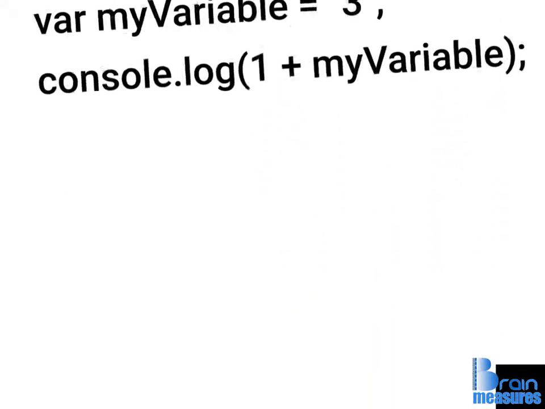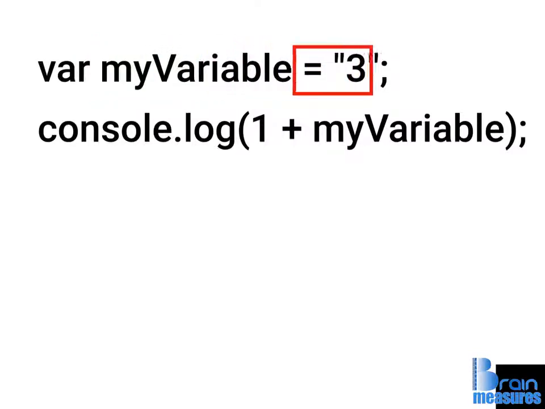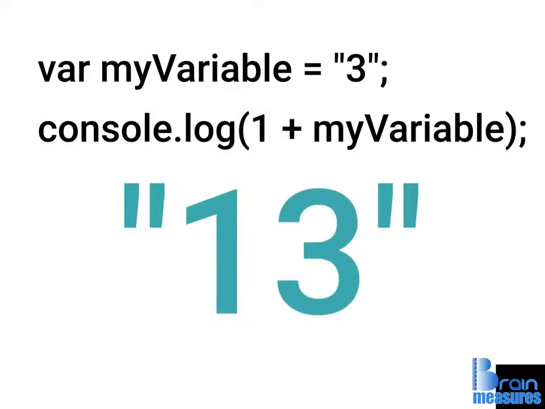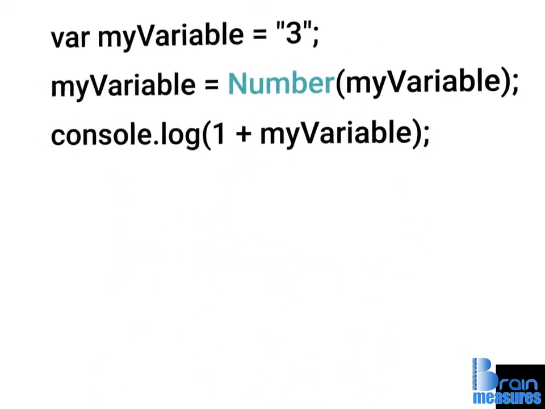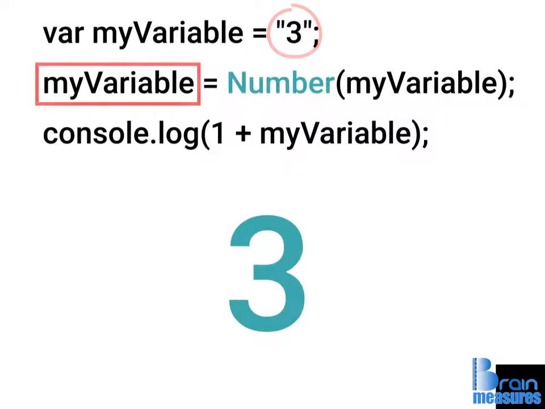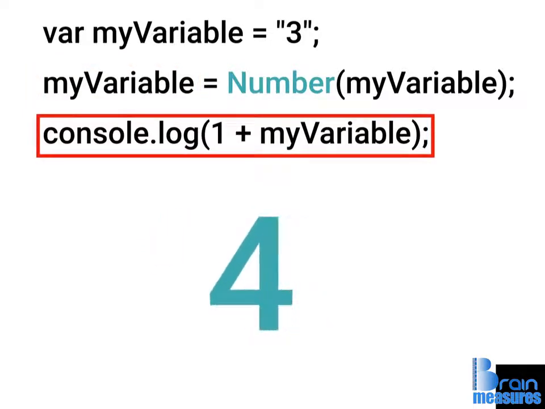Take a look at this snippet of code. Here we have a variable with a string of the number 3. The console.log in the code outputs 13. If we use the number instruction like this, it'll convert the string 3 into the number 3 and then save the number into the variable myVariable. From there, the console.log will output the number 4.